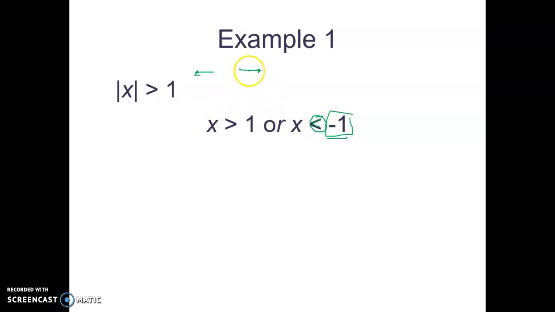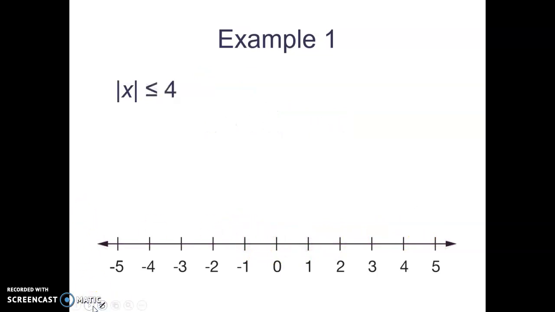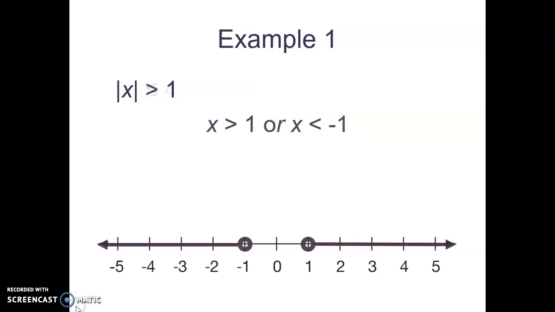So x is either going to be greater than 1, that's this piece over here, or it's going to be less than -1, which is that piece over there. Let's see what that looks like when we graph it. We've got x is greater than 1 going here to the right, and x is less than -1 going here to the left. And that is our solution right there.